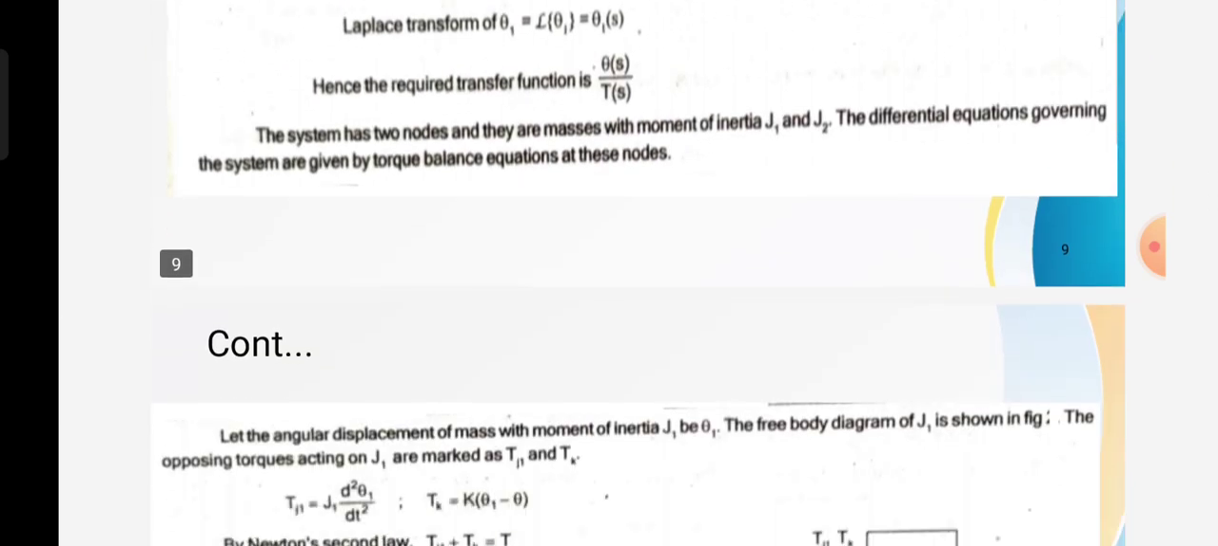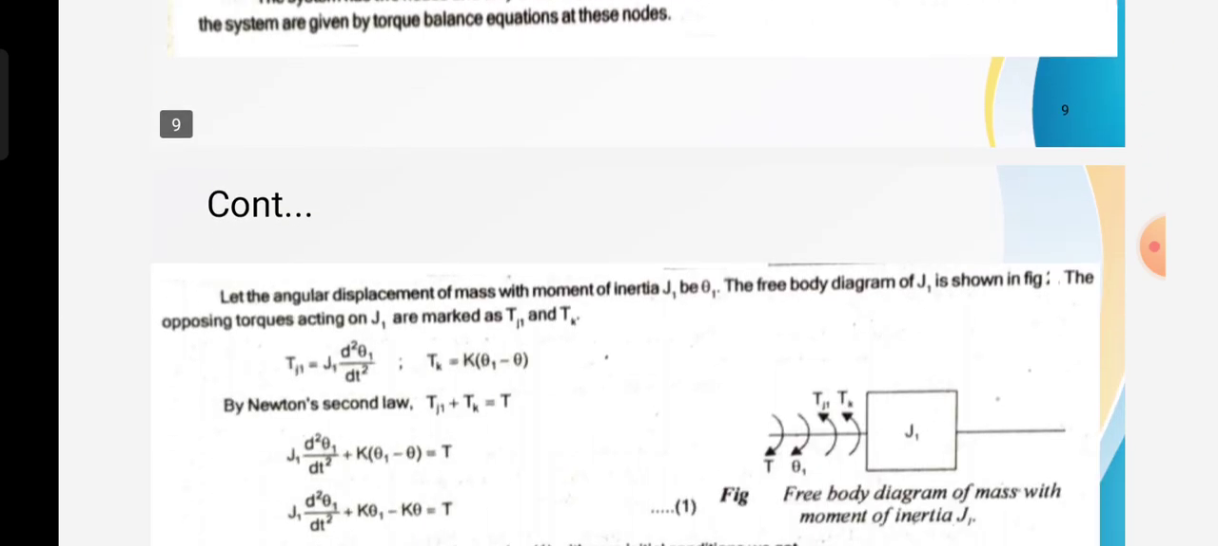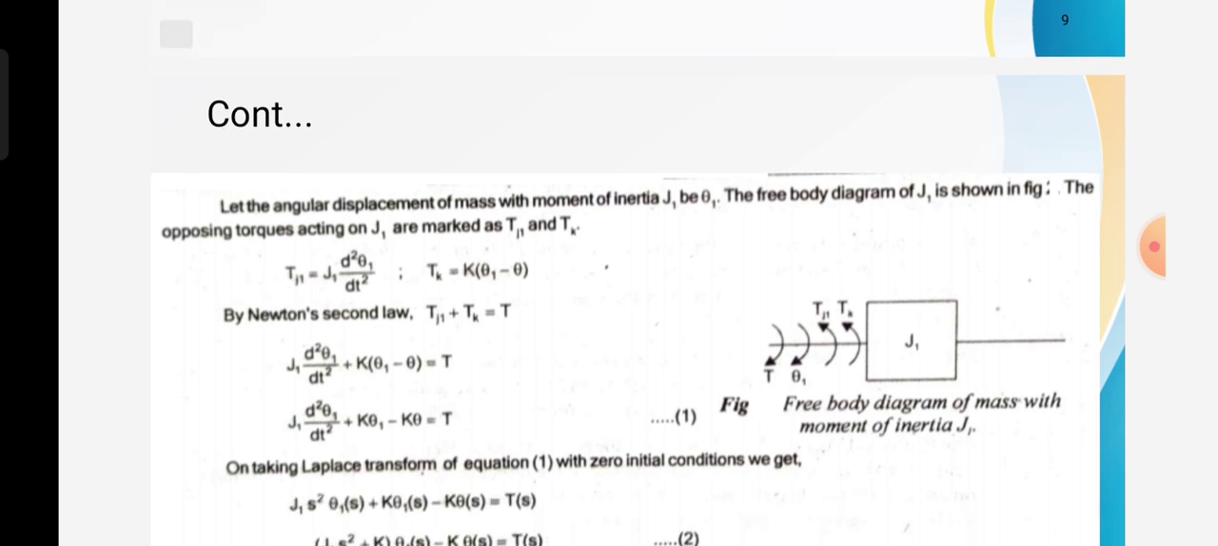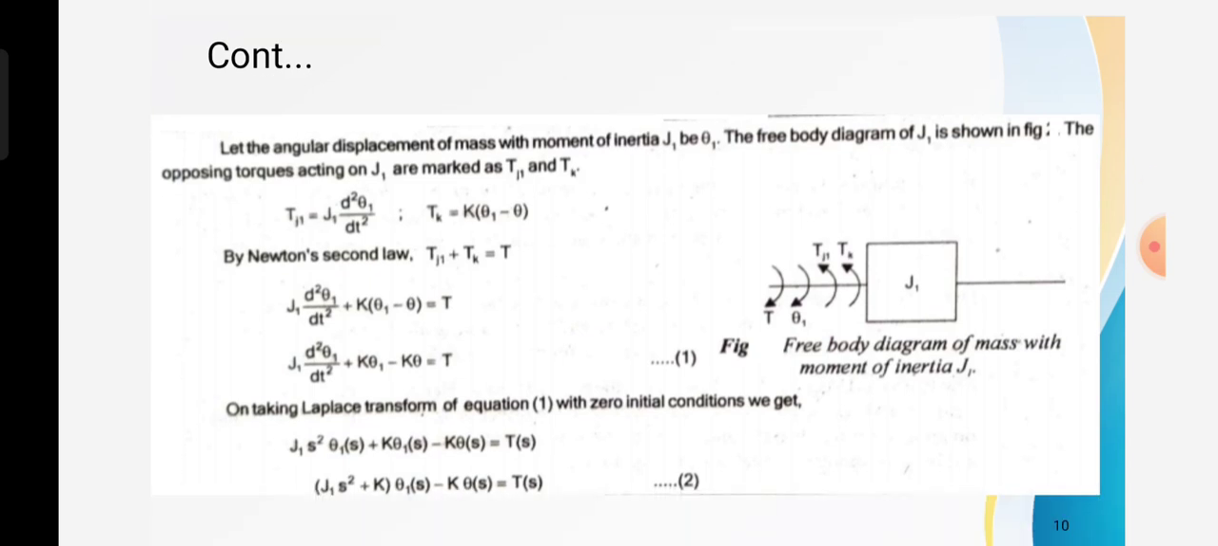Let the mass with moment of inertia J1 have the angular displacement theta 1. This is the free body diagram of J1 as shown in the figure. Here the opposing torques acting on J1 are Tj1 and Tk. Tj1 is equal to J1 d square theta 1 by dt square. Tk is equal to K into theta 1 minus theta.